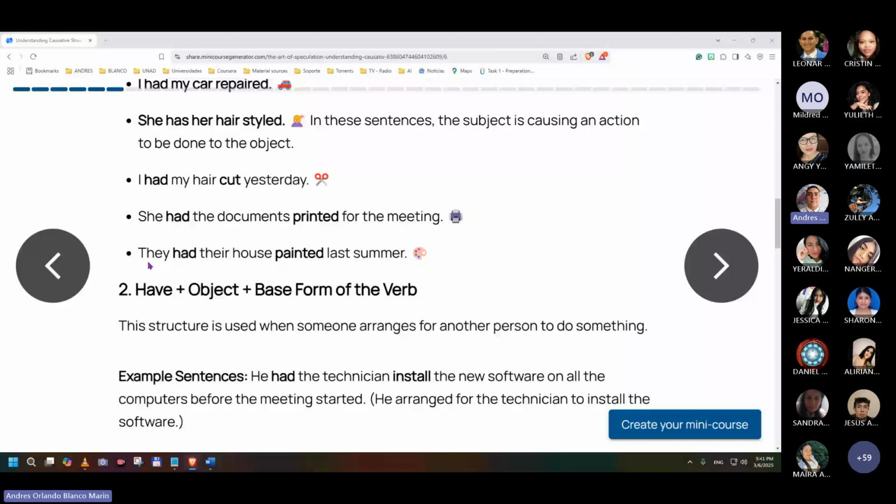What's the object? House. Their house. What happened to the house? It was painted. And who arranged for the house to be painted? They.